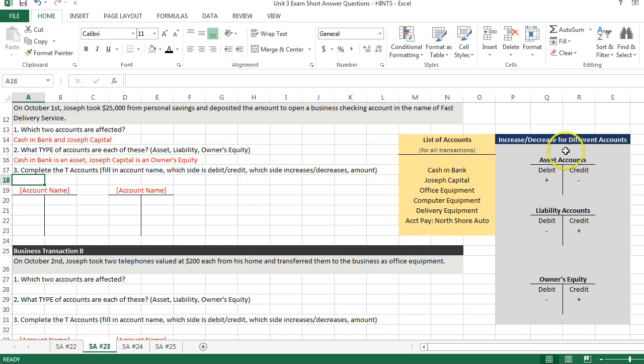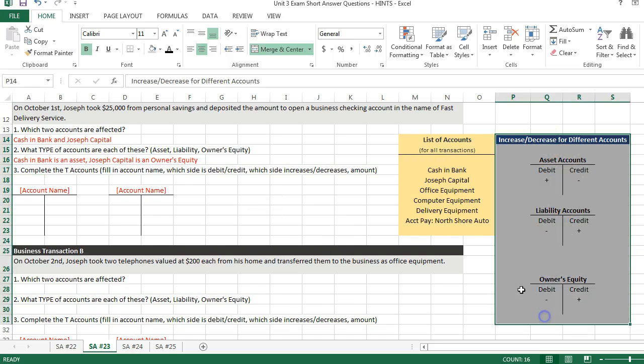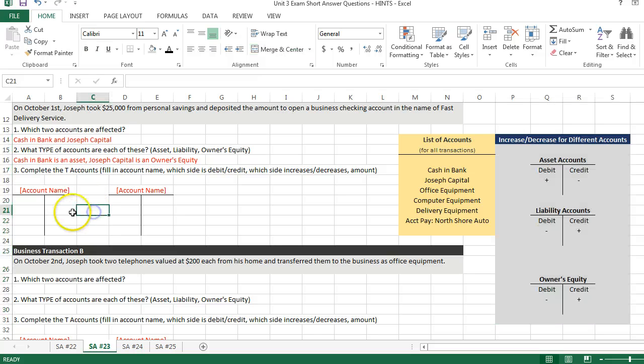So if you're using the hints template, you have this chart of the different accounts off to the side here. So we know cash in bank is one of ours that we're using, and Joseph Capital, so we're going to want to put those names at the top of our accounts. Cash in bank, I said earlier, is an asset account, so I'm going to look over at my asset account demonstration over here, and you should know by now that debit and credit is always on the same side.